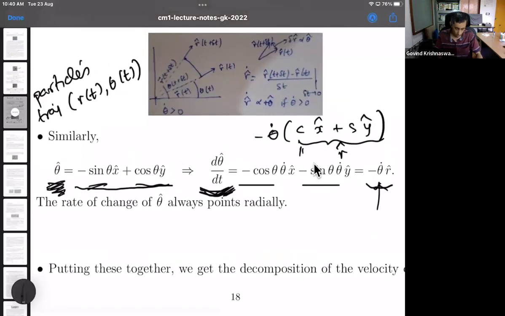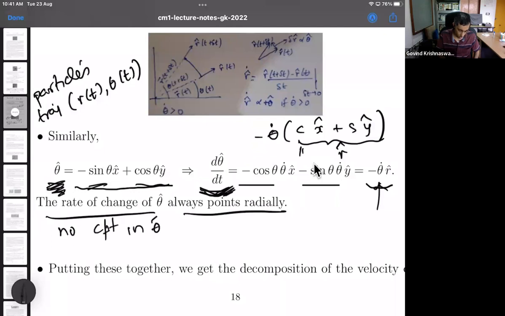One can try to understand this using a figure as well. But any question about the calculation itself? Let us interpret it briefly. First of all, from the formula, we notice that the rate of change of theta hat always points radially. It has no component in the theta hat direction.